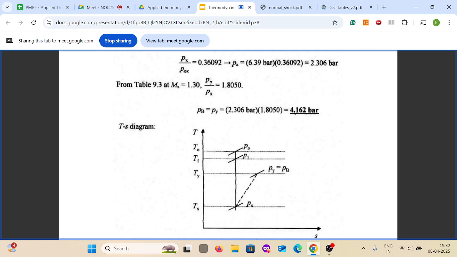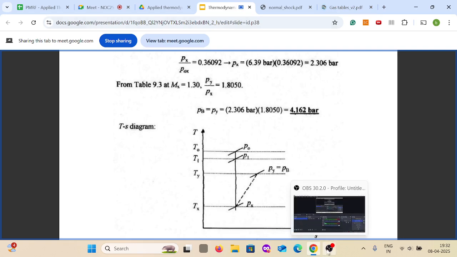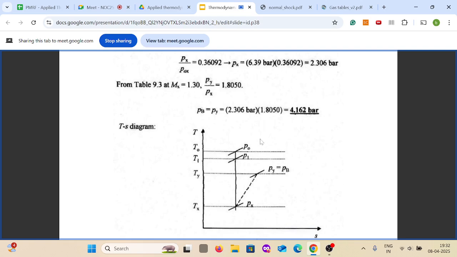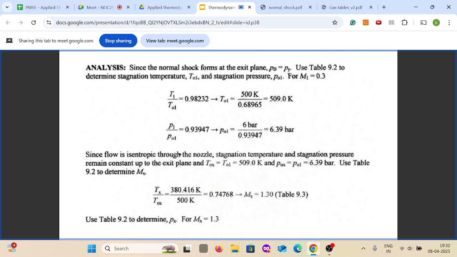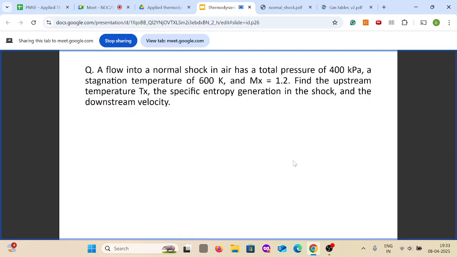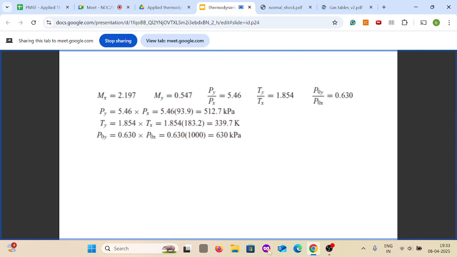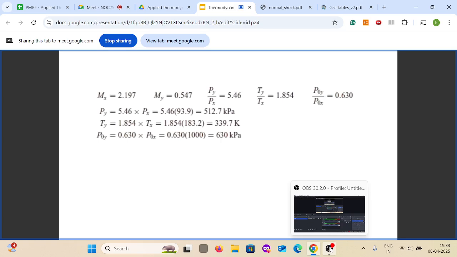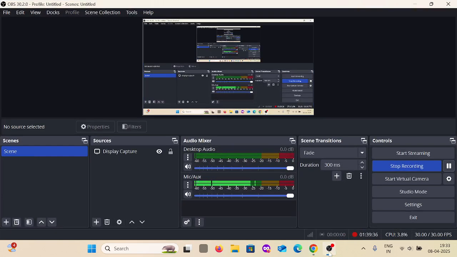So we can use the equations to find the values directly instead of going to the table. That can also be done. Here I just showed you with respect to the chart how to calculate the properties for the normal shock, and this we have covered in this week's content. Next week we will see some compressible flow again through nozzles and other conditions, and then I will end the session for today.